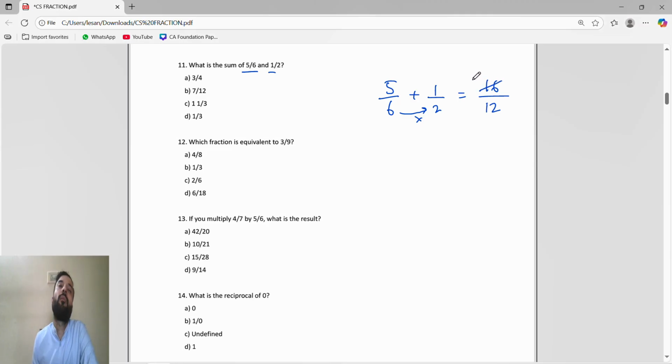Then we have to simplify. 16 means it will get cancelled by 2. No, 4. Right. So correct, not 16 by 12. So let's cancel by 2 only.